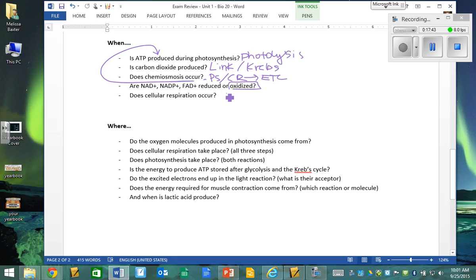When does cell respiration occur? All cells, all the time. So remember, just because photosynthesis is plants during the day, doesn't mean cell respiration is animals at night. Cell respiration is any cell that's alive any time that it needs energy.